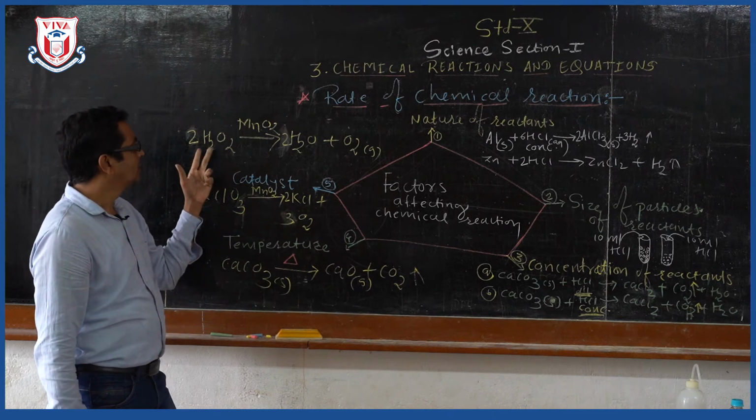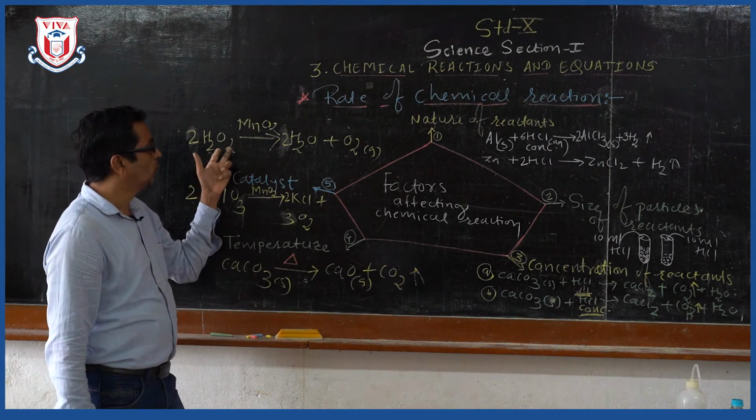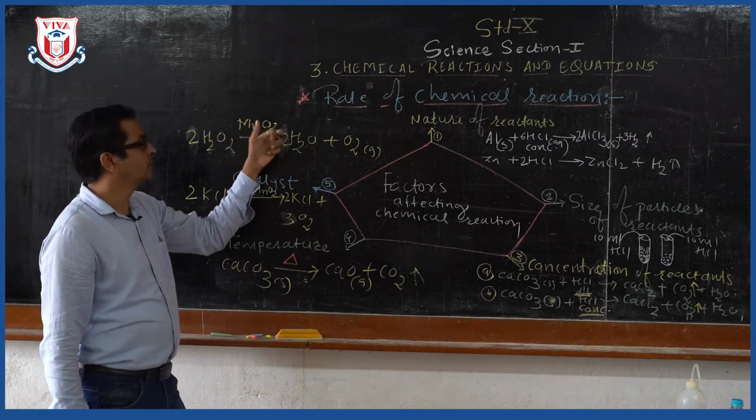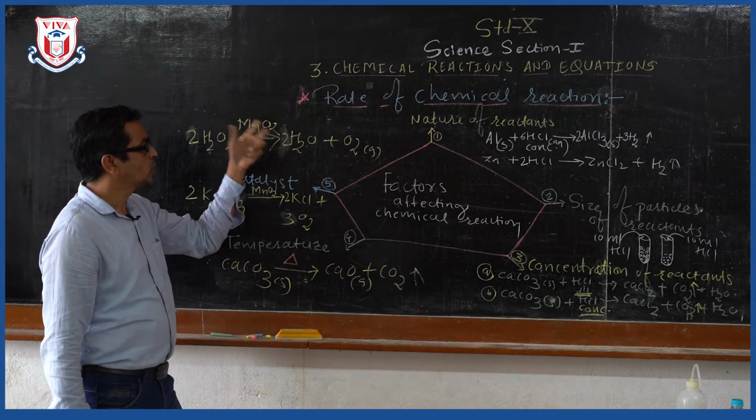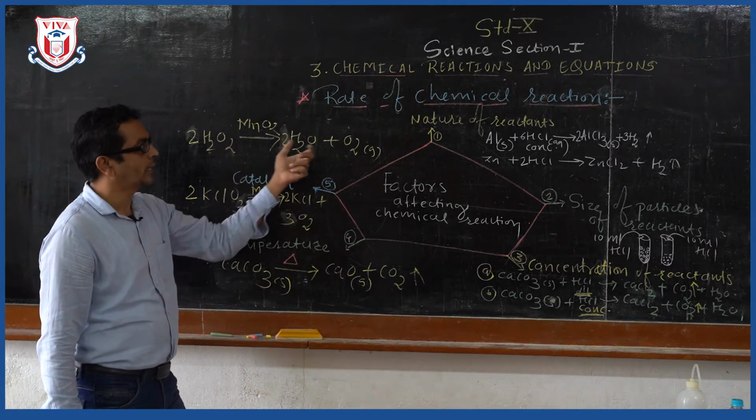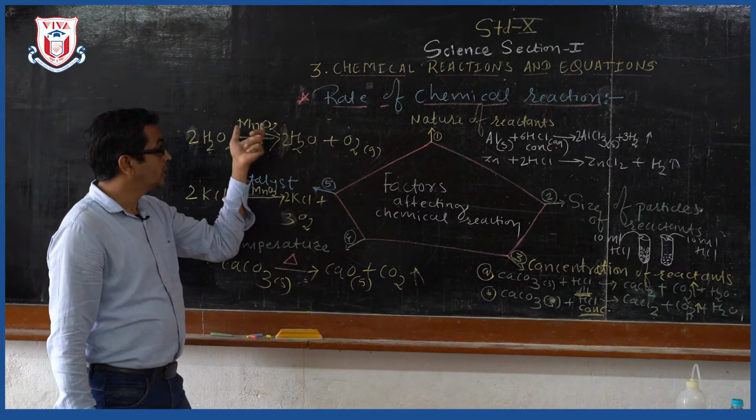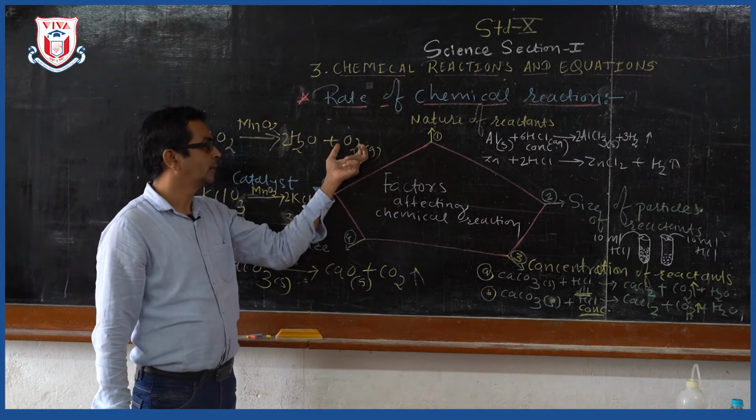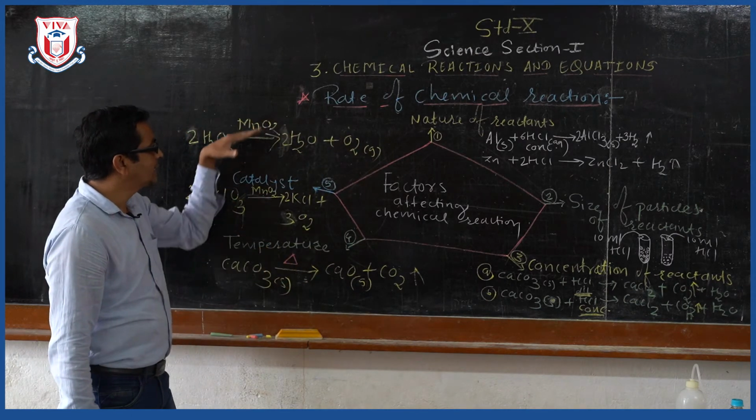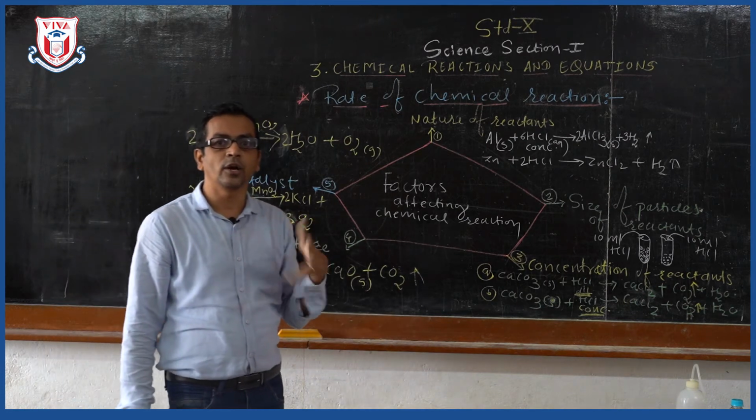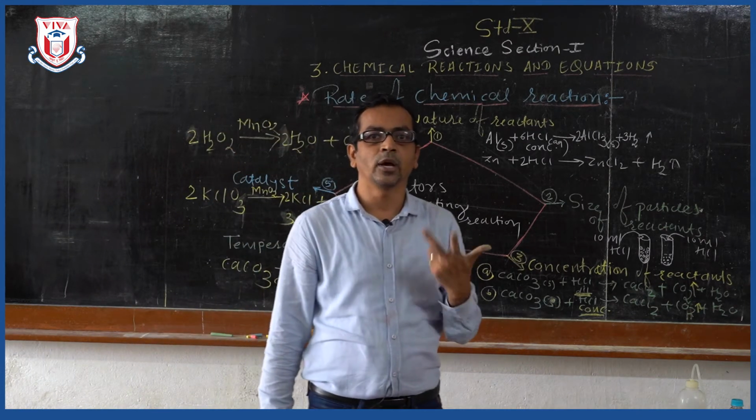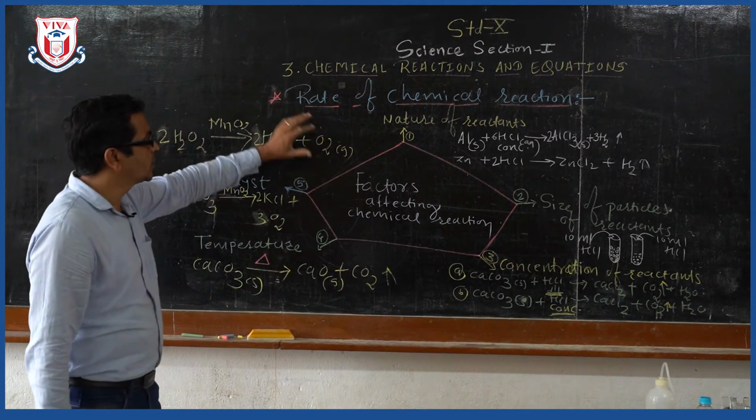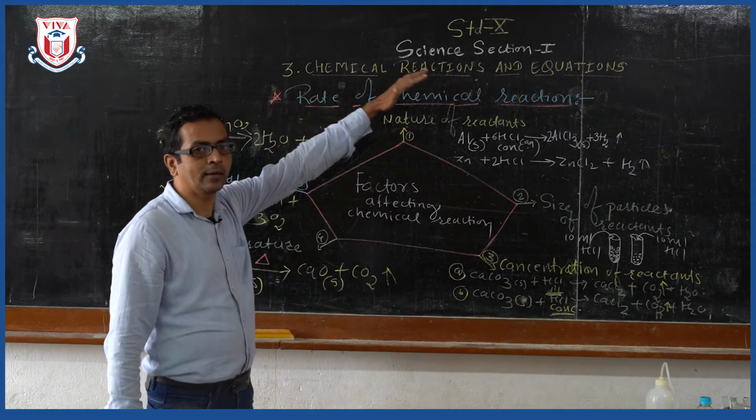In the same way, hydrogen peroxide H2O2 in the presence of manganese dioxide, that black colored powder which is used as a catalyst, will decompose into water and oxygen. So in the presence of manganese dioxide, you will get more oxygen. This tells us that a catalyst is a substance which alters the rate of reaction, which speeds up the rate of reaction. So these are the factors which affect the rate of chemical reaction.